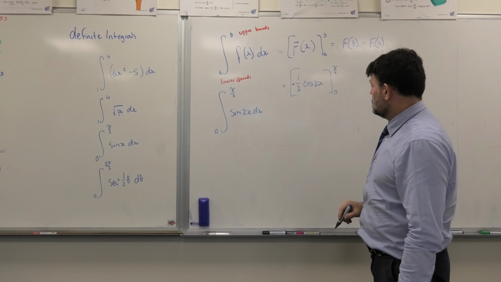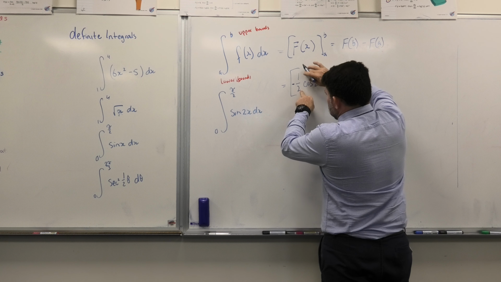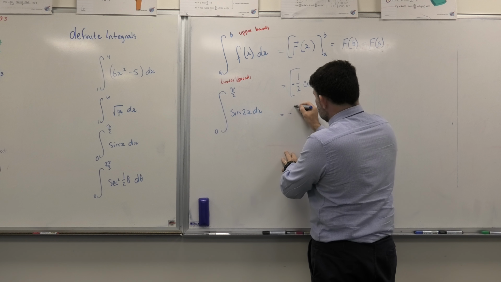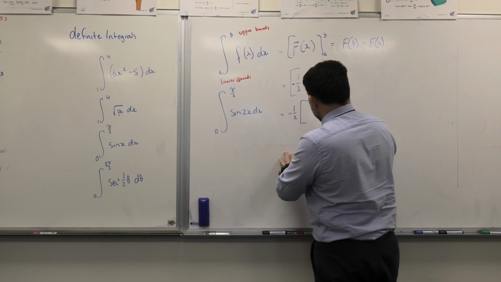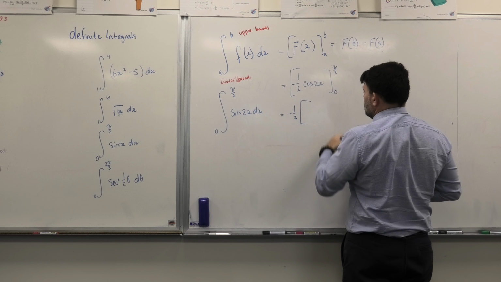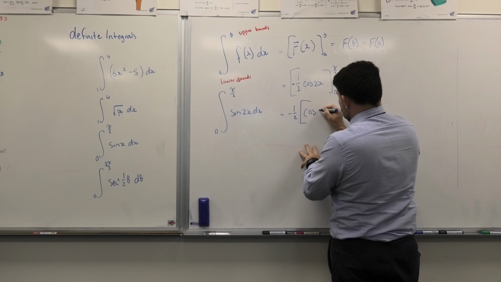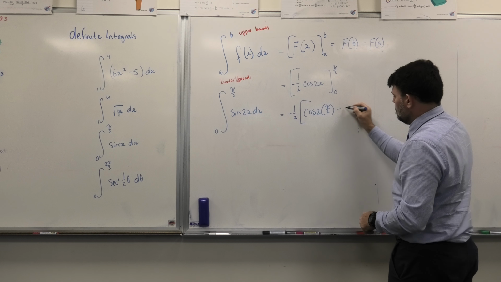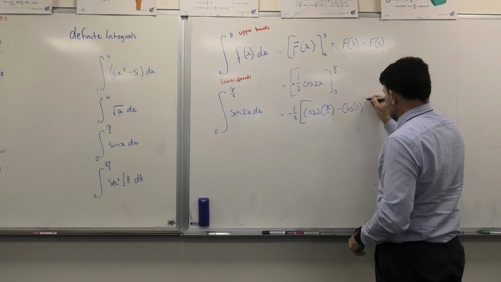So negative cos. What I can do here is, I'm not really dealing with this half. I can come back and look at this rule and say, let's bring that negative half out and only substitute in our pi on 2 and 0 for x. So what we would have here is cos 2 times pi on 2, minus cos 0.